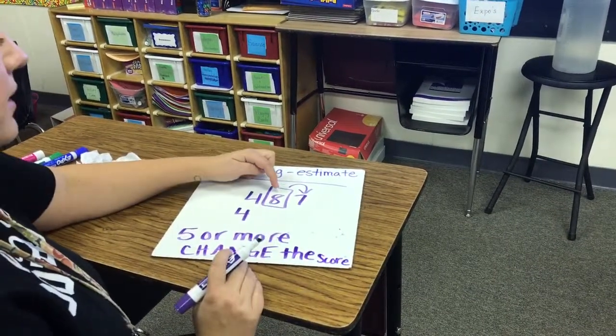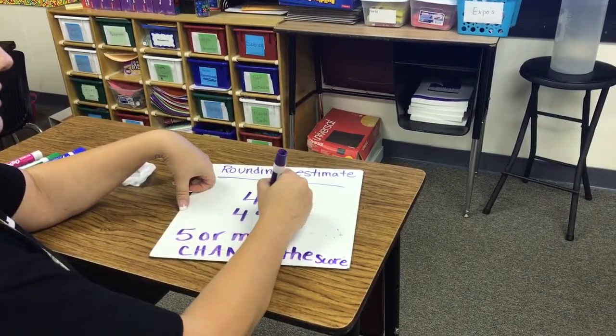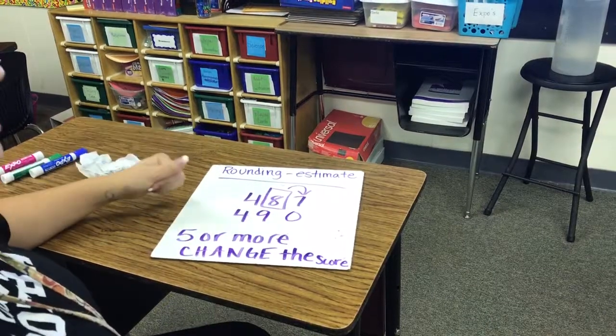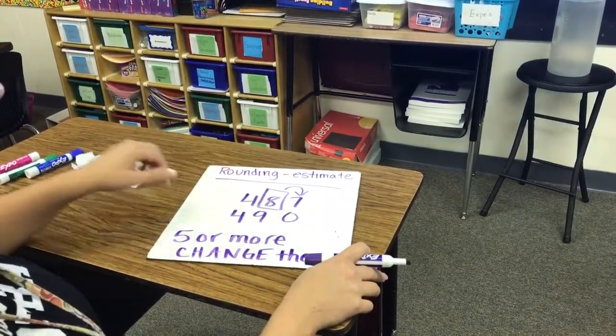So now my number needs to increase by 1. So if I increase it by 1, the 8 becomes a 9, and I add a 0 for the place after. So 487 rounded to the nearest 10 rounds up to 490.